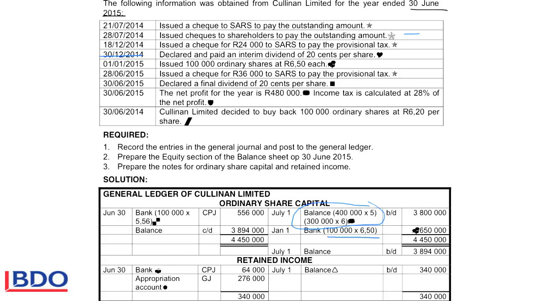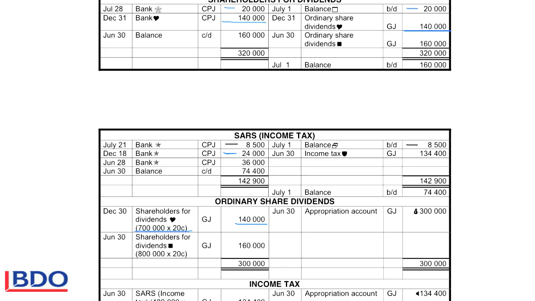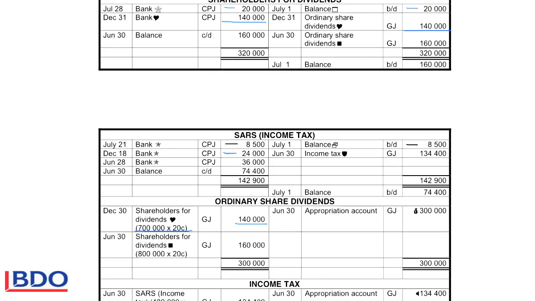Who do you owe the money to? To the shareholders. So the shareholders will be credited with the 160,000 to show that the money is owed to the shareholders. They don't say that the final dividend is paid immediately. Therefore, there will be a balance in the shareholders for dividends account that will be brought down to the first day of the next financial year, and it will only be paid at the beginning of the next financial year. So at the end of this current year, this will be a current liability in the statement of financial position.